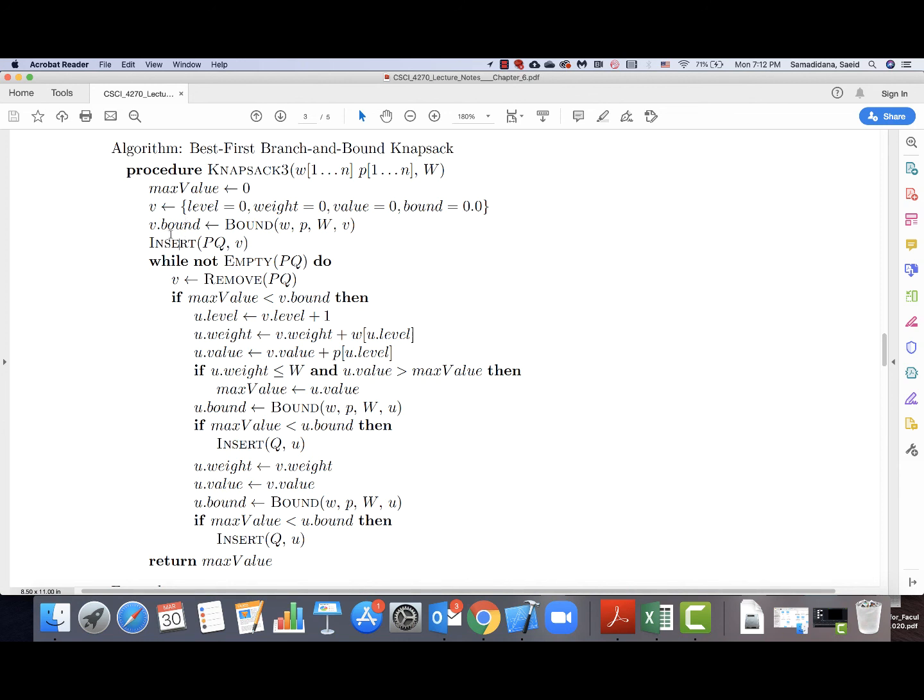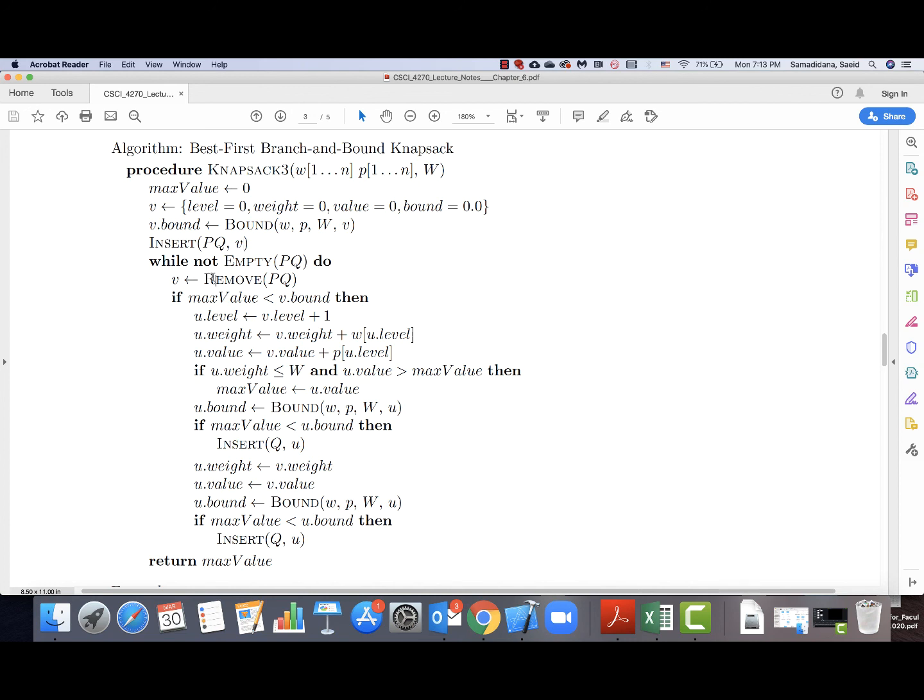And again, this PQ is a priority queue, and this node here is the promising node. This is the root here. While our priority queue is not empty, we are going to make sure that we are expanding all the promising nodes that are going to be better than what we have so far. So while the priority queue is not empty, we are removing that.